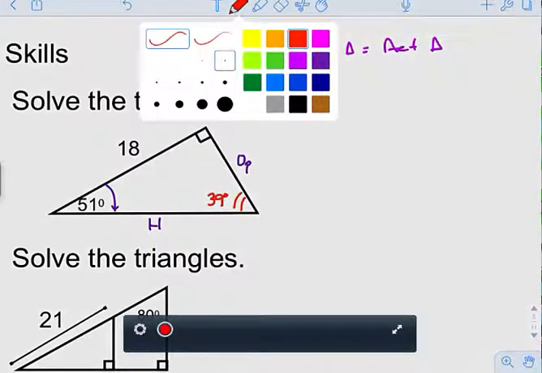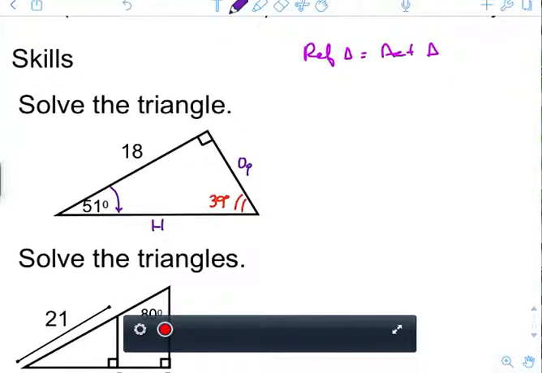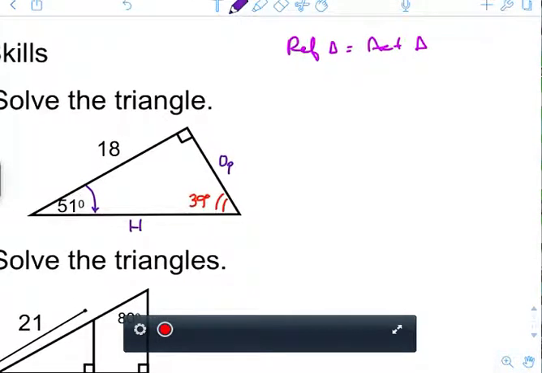Let's solve for the sides. If we're going to be solving for OP or H, we have to realize we have to use a side we already have. I can't solve for OP and H in the same step. It's not going to happen. I know I'm going to attempt it. So I'm just going to pick one. Let's solve for OP first, all right?